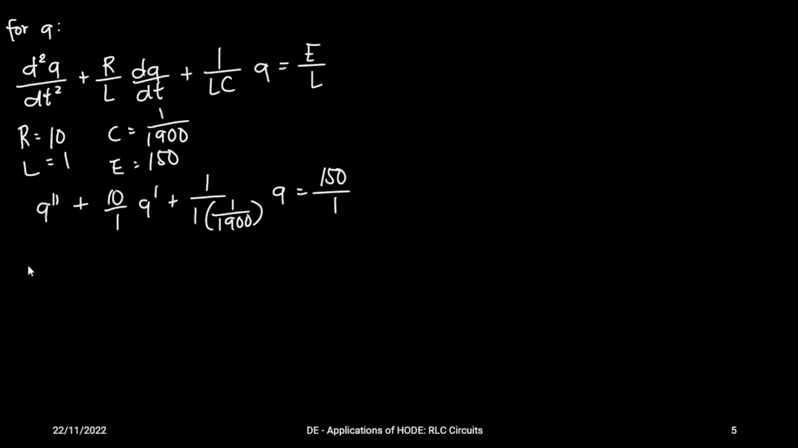So simplifying, so we have Q double prime plus 10Q prime, kasi diba 10 over 1 is 10. Then plus, what is 1 over 1 over 1900? So diba, if we have this form of complex fraction, now we can get the reciprocal of the denominator, then multiply it to the numerator. What is the reciprocal of 1 over 1900? Diba, that's 1900 times 1, that is 1900Q.